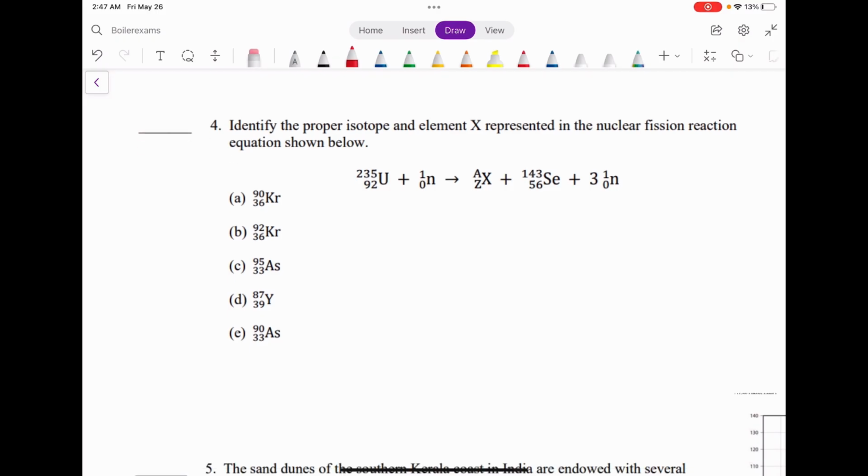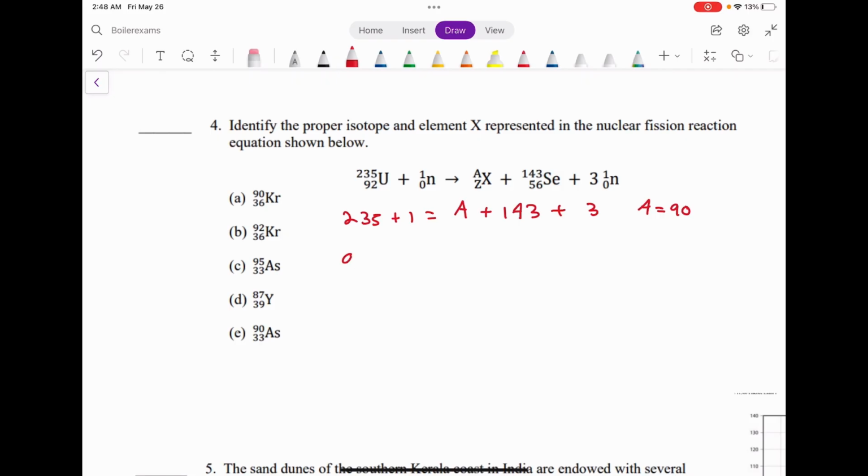Identify the proper isotope and element X represented in the nuclear fission reaction shown below. So here we just have to balance the reaction. We can set up an equation for the top line as well as an equation for the bottom line. So 235 plus 1 equals A plus 143 plus 3 times 1. Or, oops, that's just 3. So if we just solve this, 236 minus 146, A equals 90.